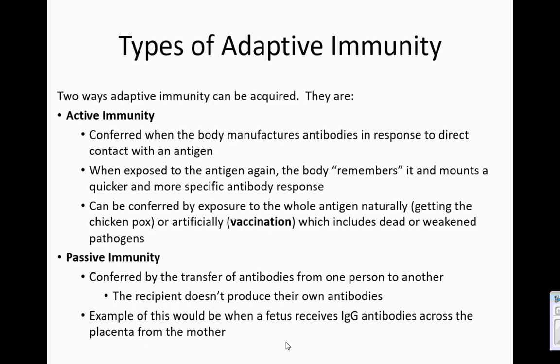All right. Looking at the ways that we can acquire immunity or adaptive immunity, there's two kind of principal ways, active and passive.